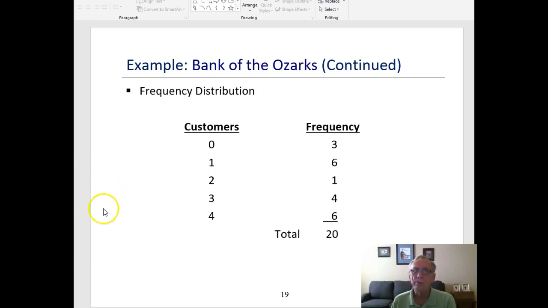Frequency distribution shows number of customers and the frequency that it occurs during that time period. You'll notice zero customers waiting happened 3 times. 1 customer waiting 6, etc., until they had 20 periods of frequency.